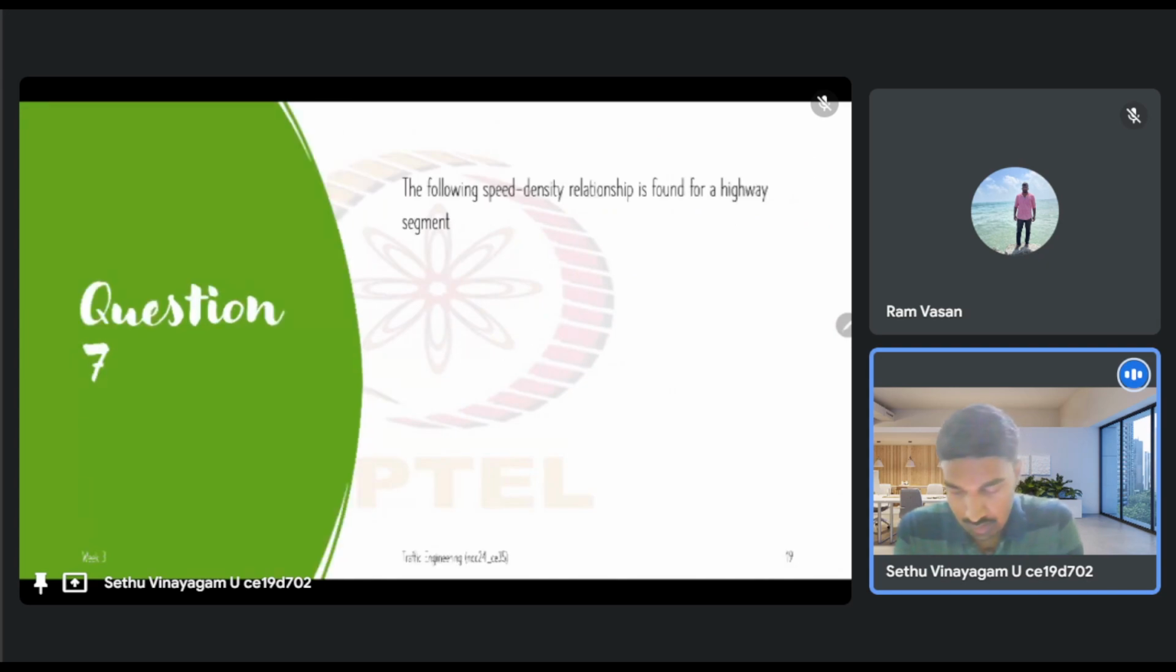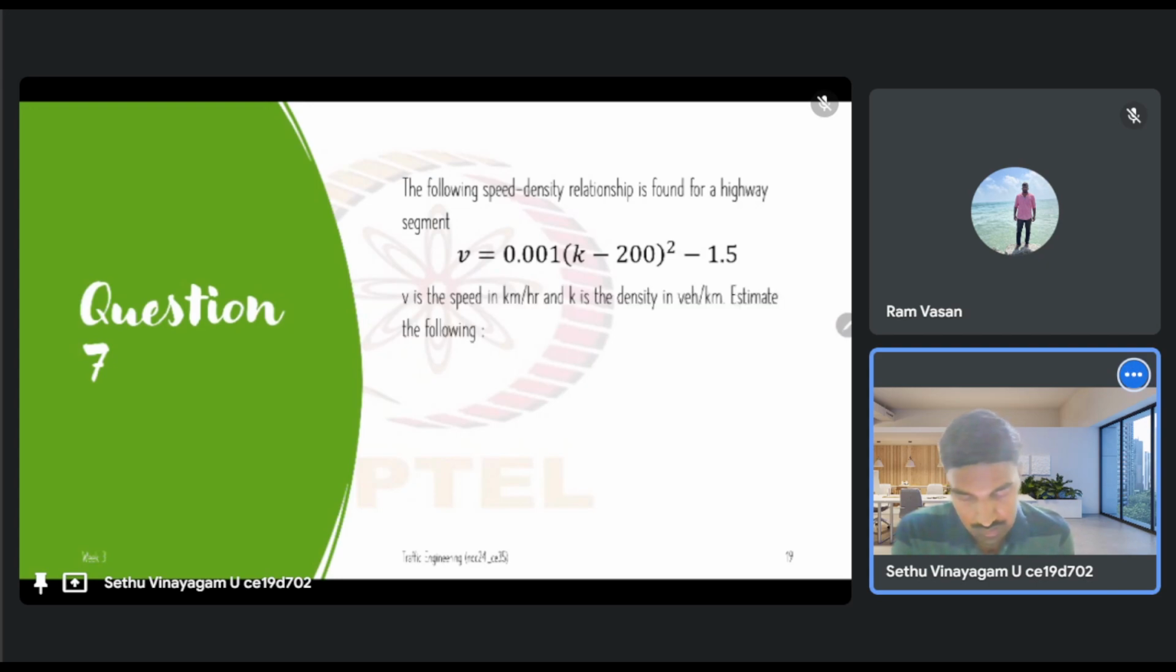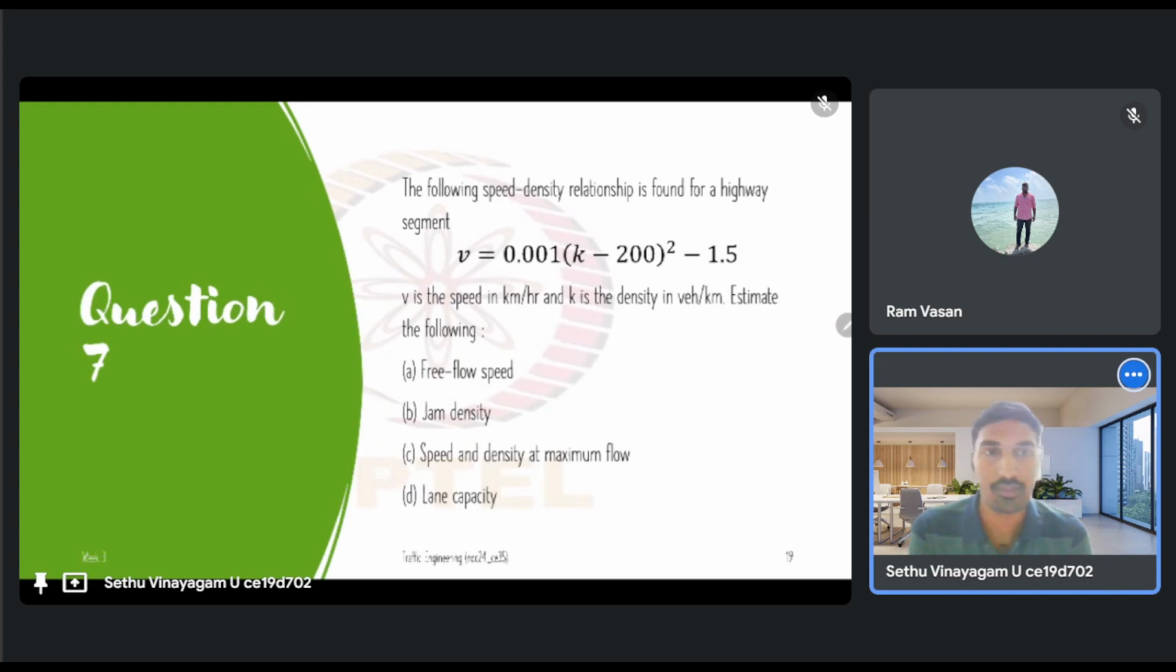So the next question is 7. The following speed density relationship is found for a highway segment. Okay, so V is 0.001 times k minus 200 the whole squared minus 1.5. V is the speed in kilometers per hour and k is the density in vehicles per kilometer. So we need to estimate the free flow speed, the jam density, the speed and the density at the maximum flow, and also the lane capacity. Okay, so this is a much simpler one. Okay, so maybe 3 to 4 minutes.